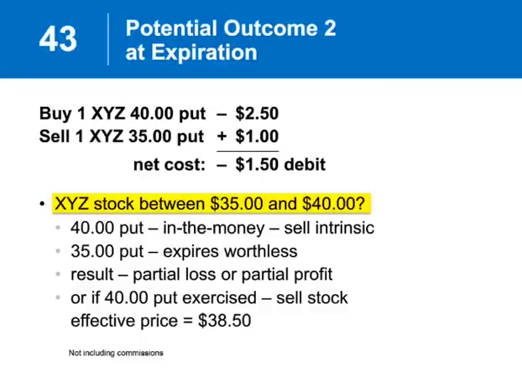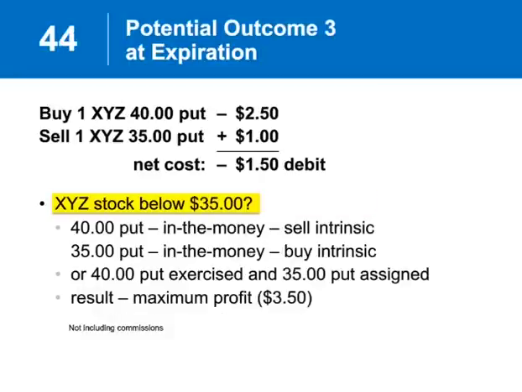And then if the stock is below 35 at expiration, both options will be in the money, and that's where the long put and the short put will exercise the 40 put, be assigned on the 35 put. They will offset one another, so the position will wash itself out, but we'll be fortunate enough to have made $350 with our $150 investment because below 35, the value of the spread is going to be the maximum distance between the two strikes.